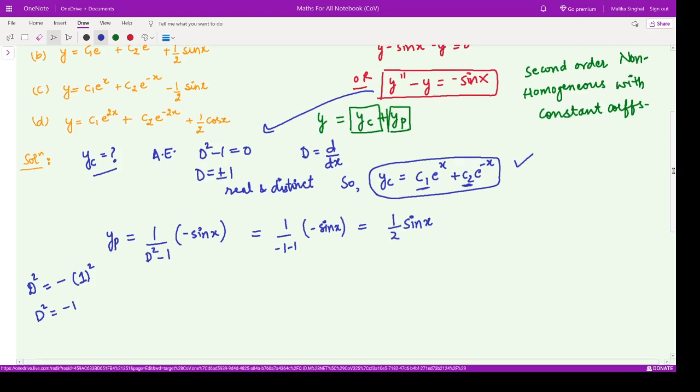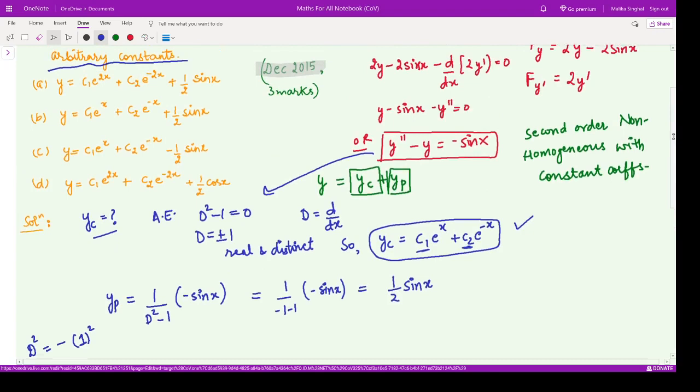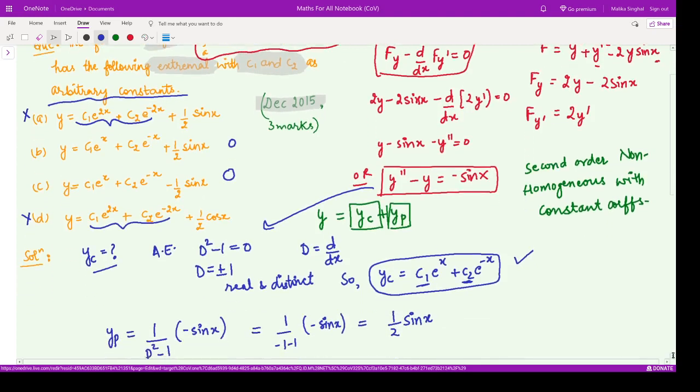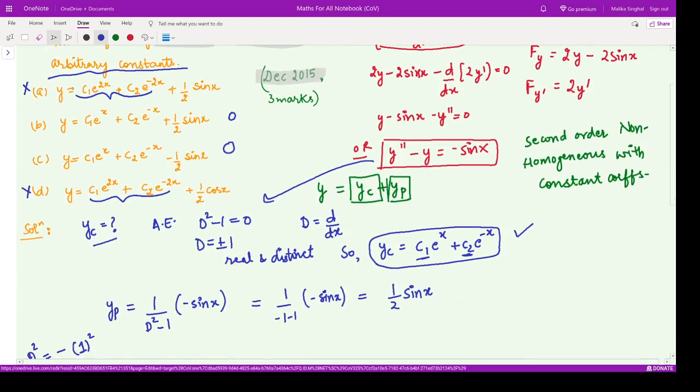So from looking at this complementary solution, you can rule out these two solutions, right? This cannot be solution, this cannot be solution because of these forms, right? So from these two, what can be the solution? For that we need to see what the particular solution is. The particular solution we obtained is half sine x, so our solution would be option B, that is y is equal to c1 e to the power x plus c2 e to the power minus x plus half sine of x, right?